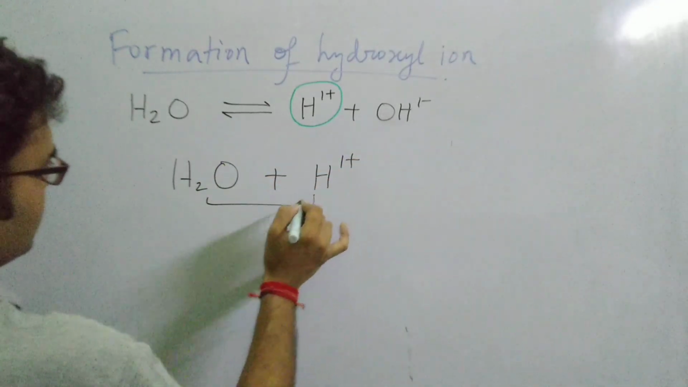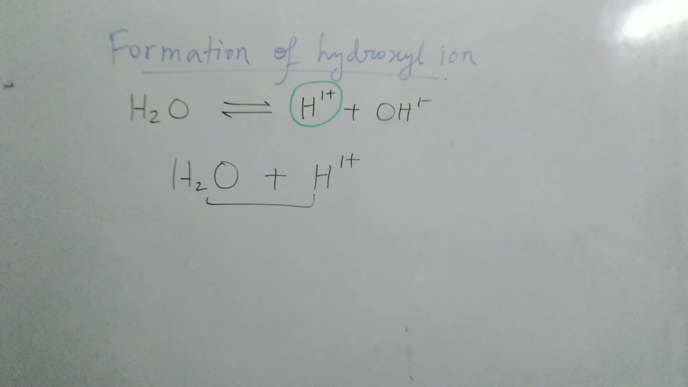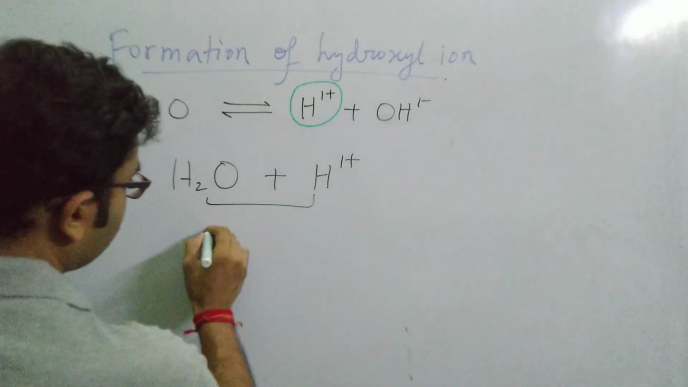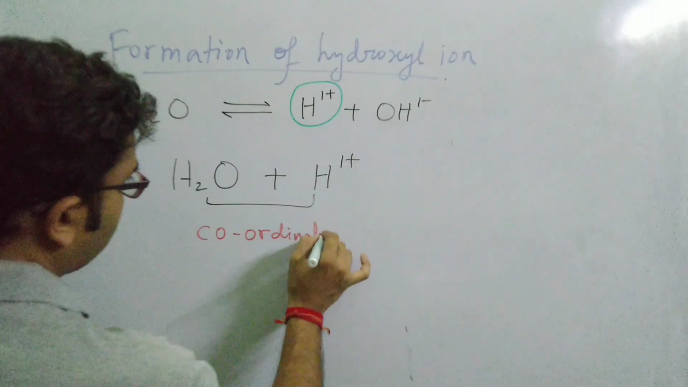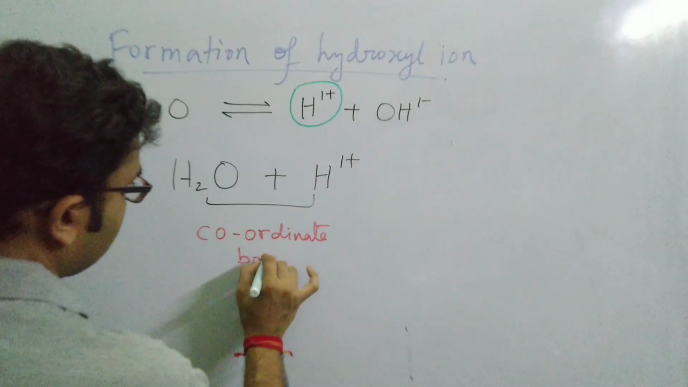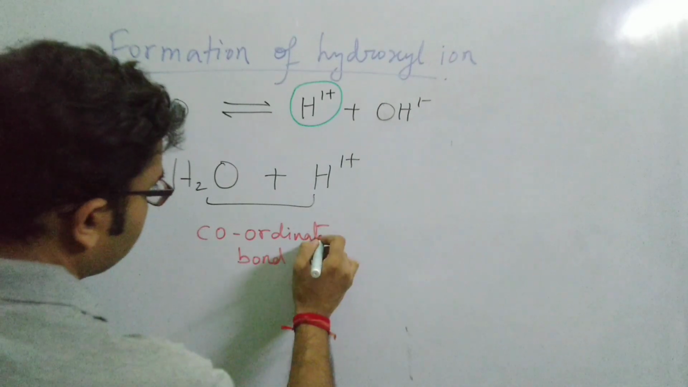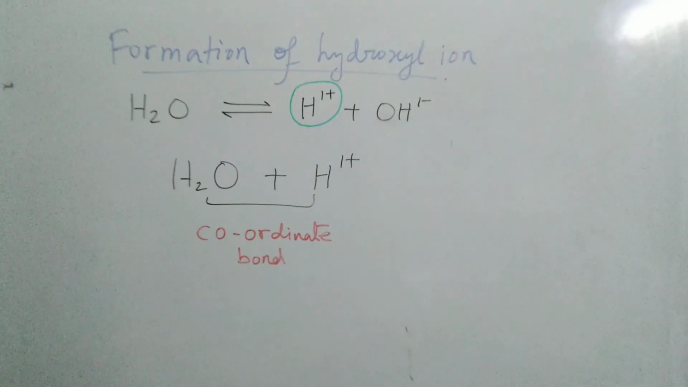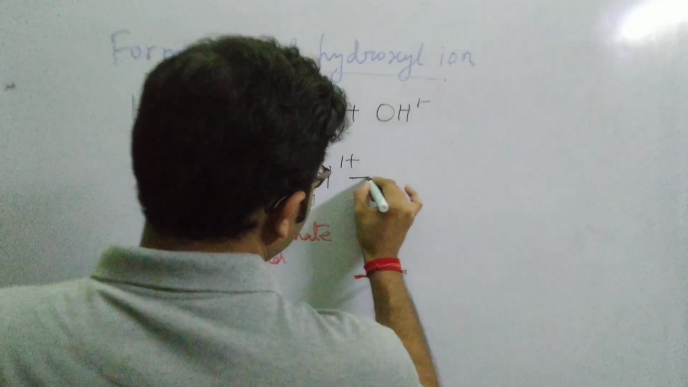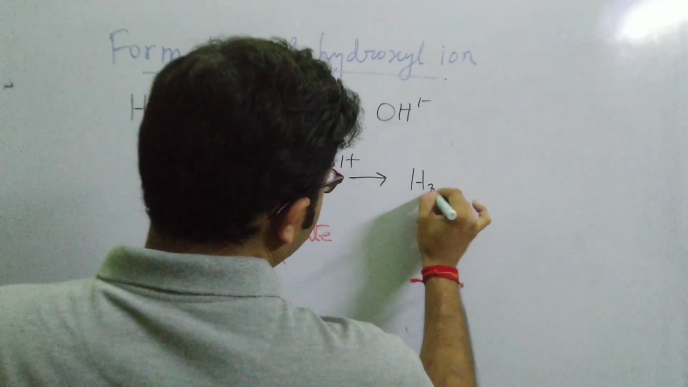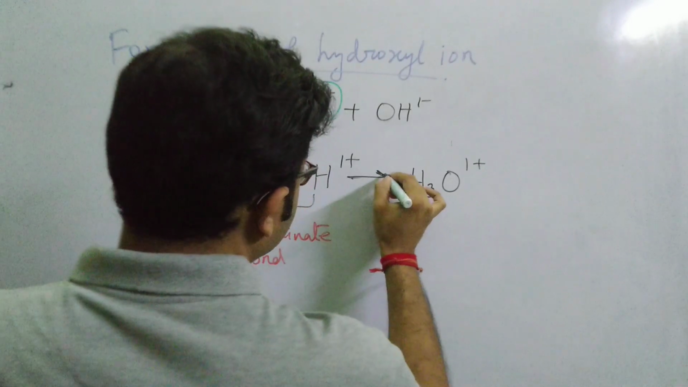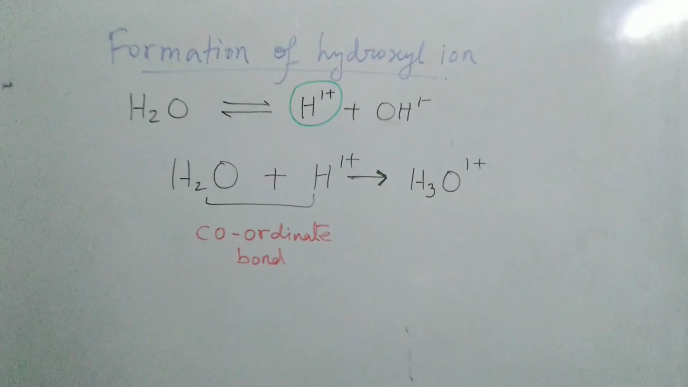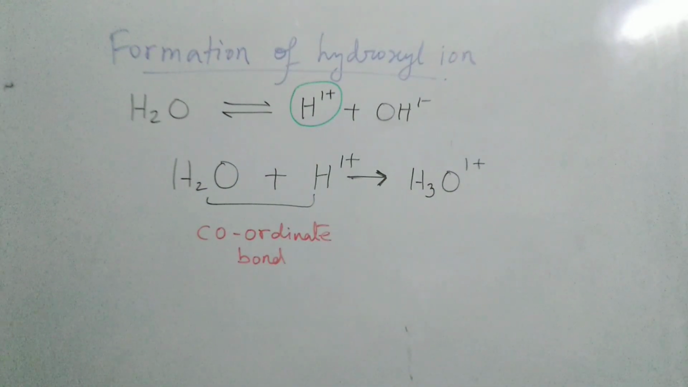This is actually a coordinate bond. This coordinate bond results in the formation of the H3O plus ion. So this is how hydronium ion is formed in water. Okay, so I think the concept is clear.